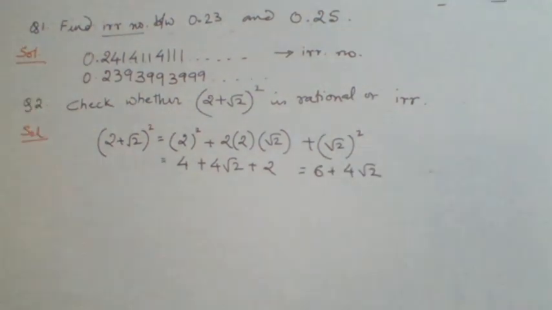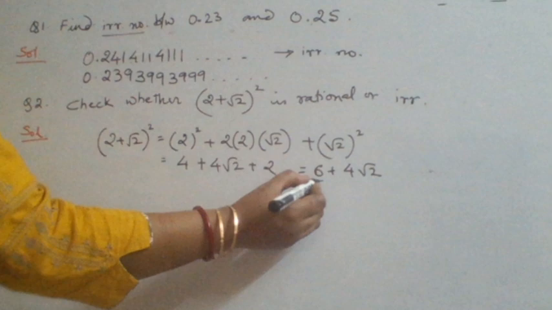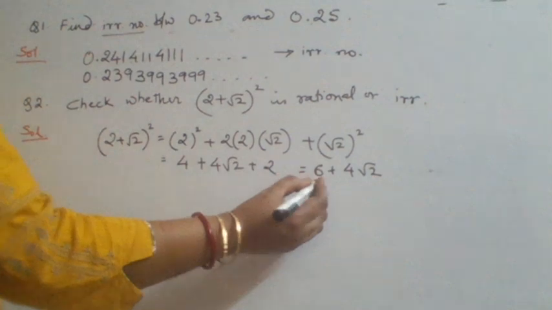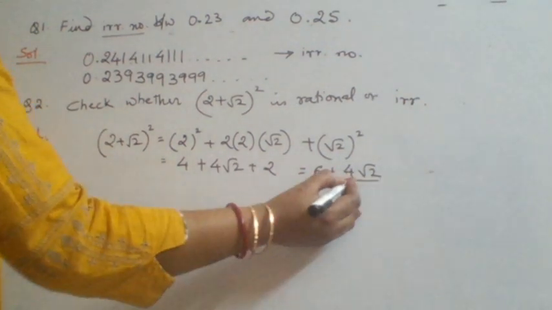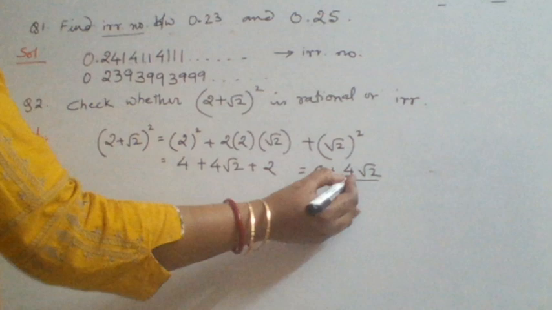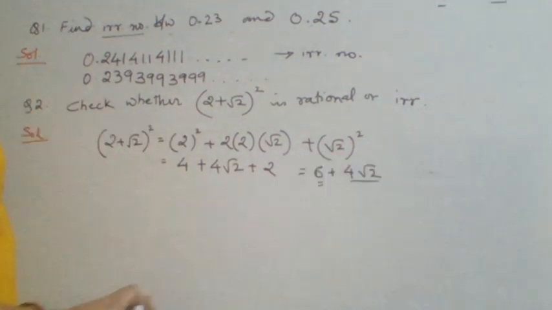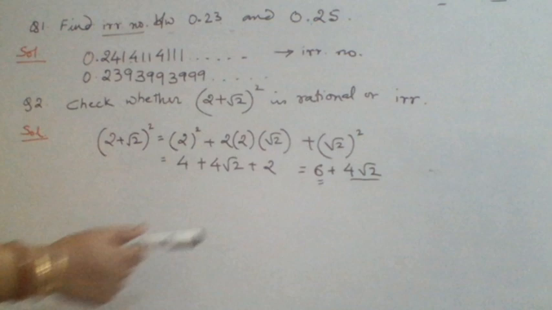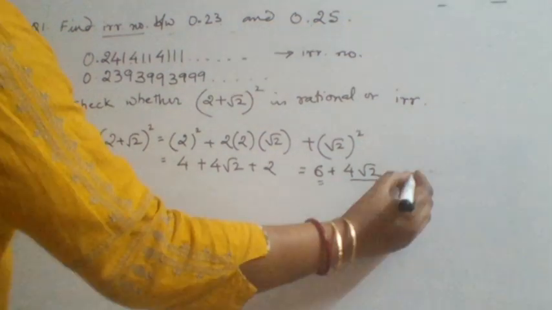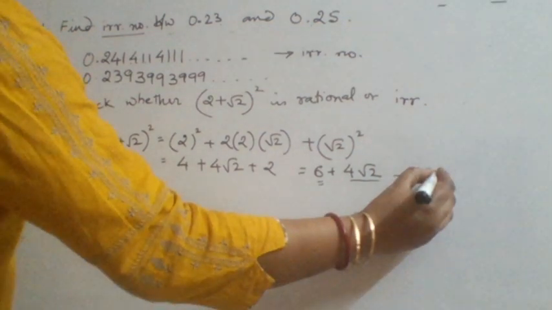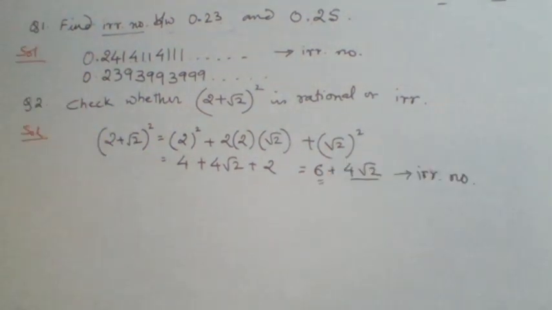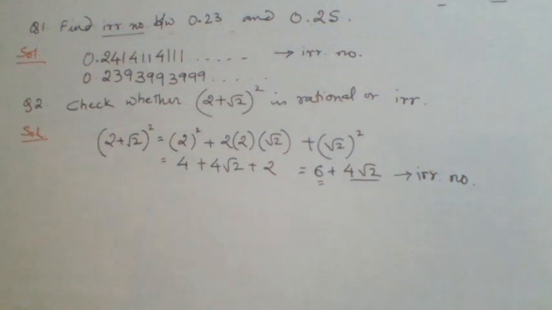So you see, this 6 is a rational number, but it is added to this part, which is the product of a rational number and an irrational number, root 2. So this number is an irrational number. This is how you find whether numbers are rational or irrational.